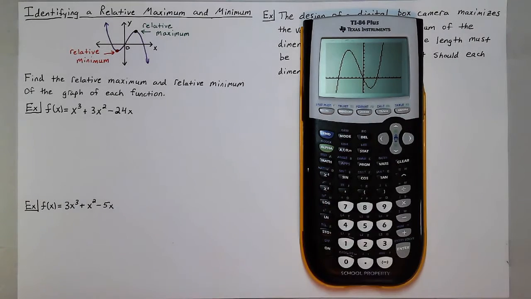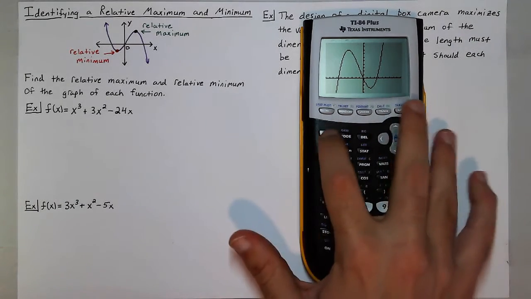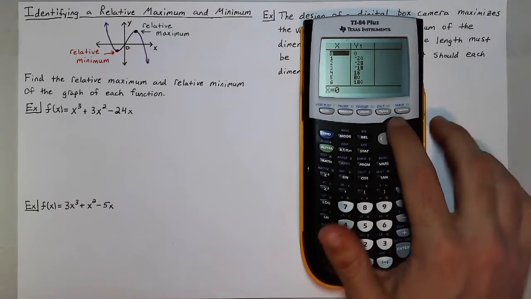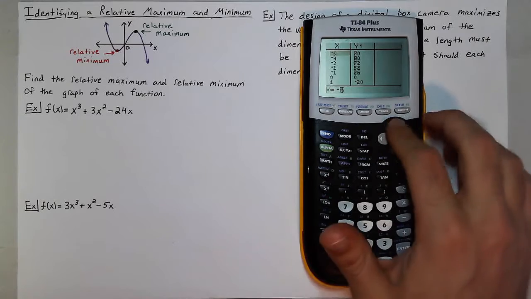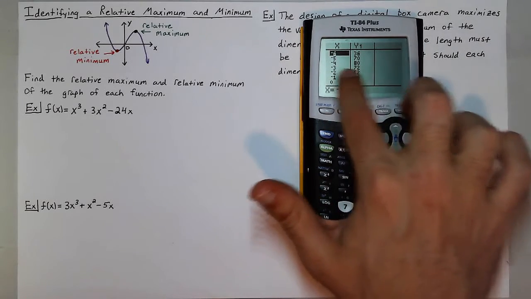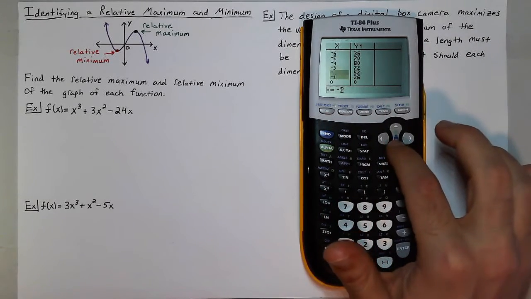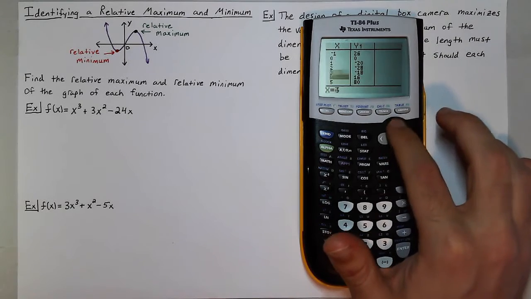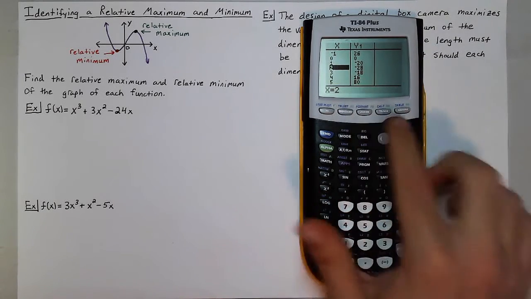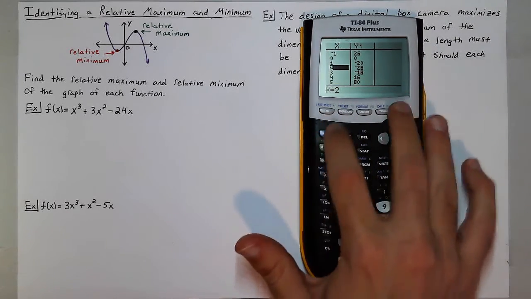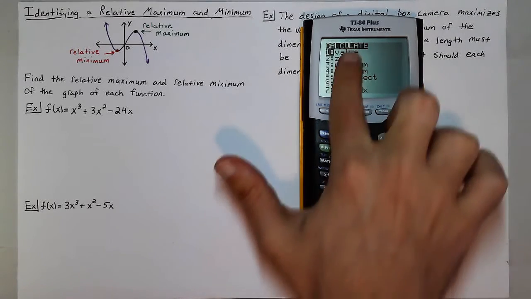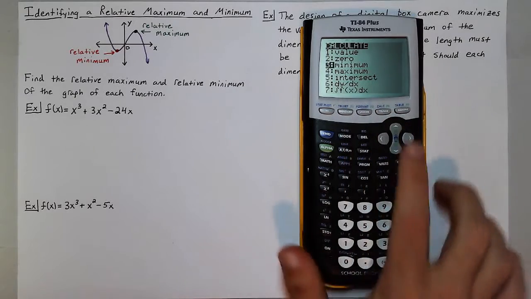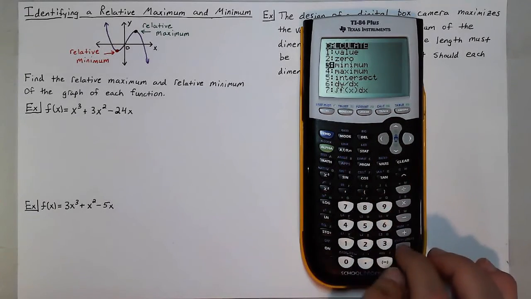So how do we find these? Well, we can always use a table. So second graph, and you can look at these table of values and kind of see into the negatives, like it does reach like a highest point around -4. And it reaches like a lowest point around 2, and then it starts to go back up again. Or if you hit second trace, bring up the calculate menu, there is a minimum and maximum finding feature, and that's what we're going to use.